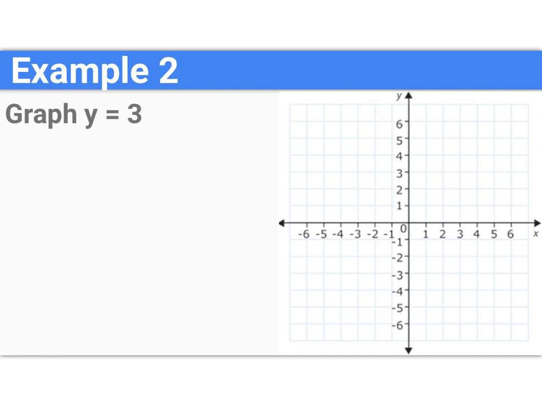Graph y equals 3. Okay? Y equals 3 will give you a horizontal line. And we talked about this earlier in slope.